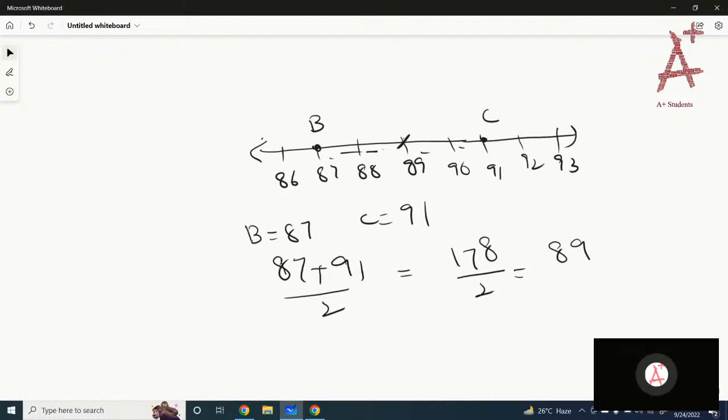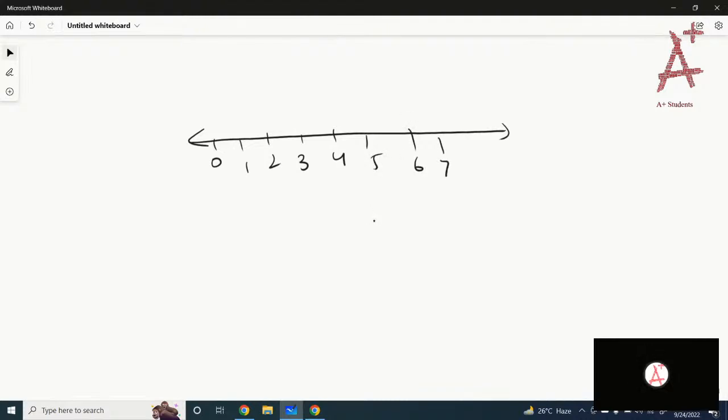Okay, the next one is what is the coordinate of midpoint QR? So you have 0, 1, 2, 3, 4, 5, 6, and 7. And you have to find the midpoint of Q and R. So you are given two of the options, 4 and 5. So which option is the correct one?